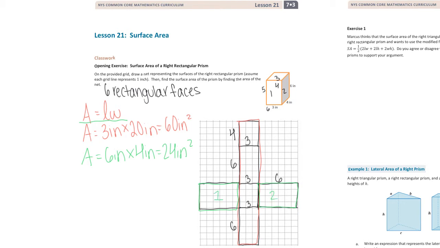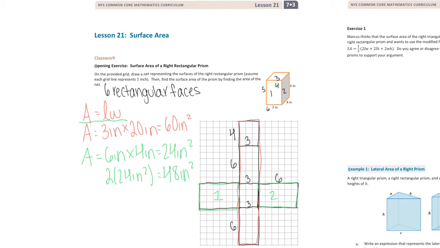So there's one and there's two. If we have two, we want to find the overall area between both of them. So we're going to multiply 24 by 2. So now our total is 48 inches squared.